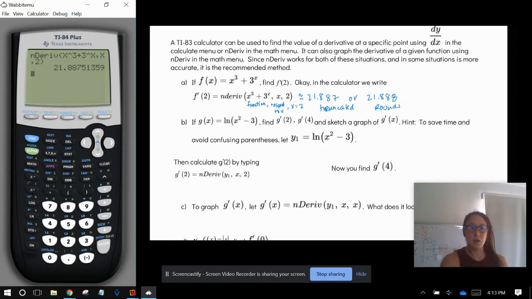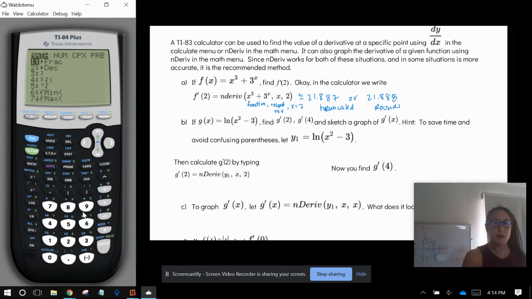All right, so go ahead and do the next one. I'm going to math. I'm going to press 8 for n-deriv. I'm going to type in my equation, which is the ln of x squared minus 3. Okay, close that parentheses, comma x, comma, we're evaluating at 2 first, so when x is equal to 2.